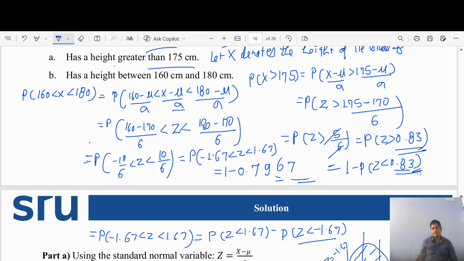First of all we evaluate this area and we subtract this area. So we evaluate for this area and for this area. So how will we evaluate P(Z < 1.67)? We find the value of Z for 1.67 and -1.67 from the table.